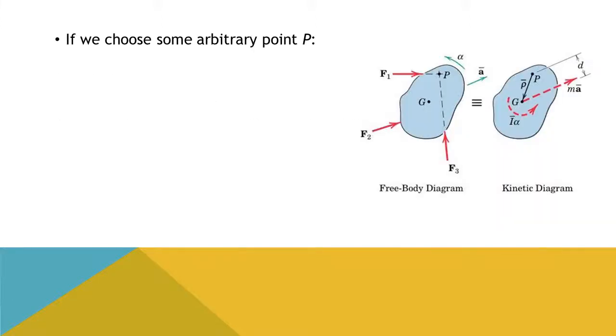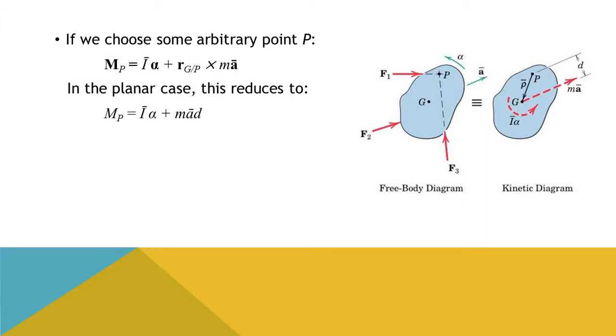If we choose some arbitrary point P, in the planar case, this reduces to MP is equal to I bar alpha plus m a bar d, where d is the distance from P to G in the direction perpendicular to a.